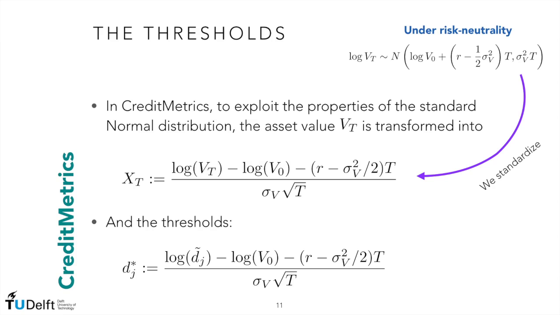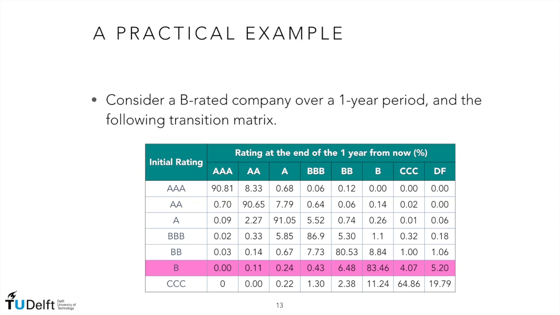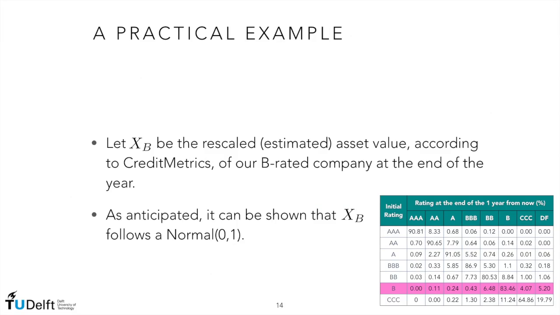Okay, this is CreditMetrics in a slide. Again, we can use X_T and the new thresholds to see in which rating class our counterparty is in capital T. Let's consider a simple example to better understand. We have a B-rated company and we have the following one-year transition matrix. Let X_B be the value of the rescaled asset value according to CreditMetrics of our B-rated company at the end of the year. We know that X_B follows a standard normal.